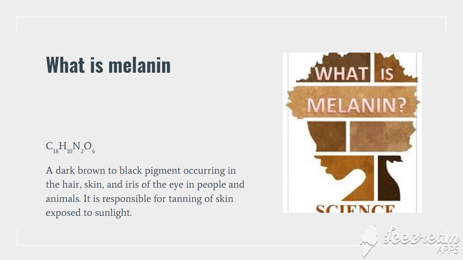What is melanin? The chemical formula for melanin is C18H10N2O4, and it is a dark brown to black pigment occurring in the hair, skin, and iris of the eye in people and in animals. It is responsible for tanning of skin exposed to sunlight.